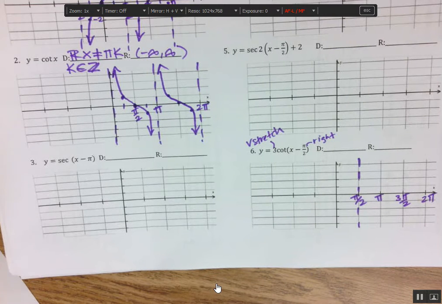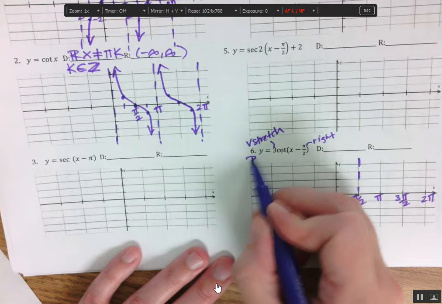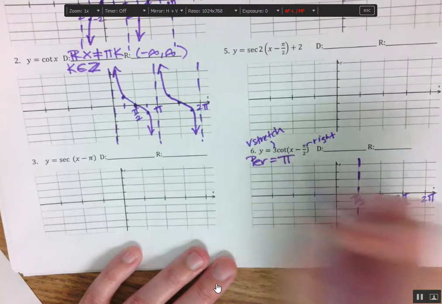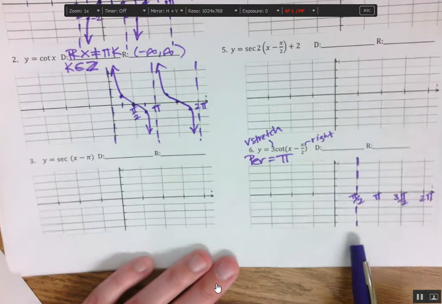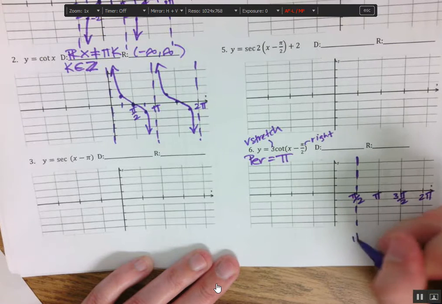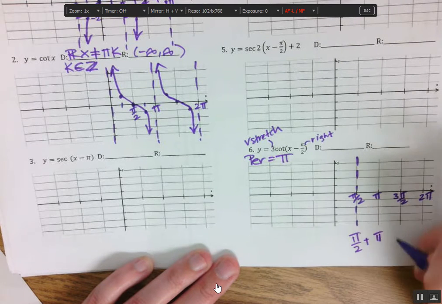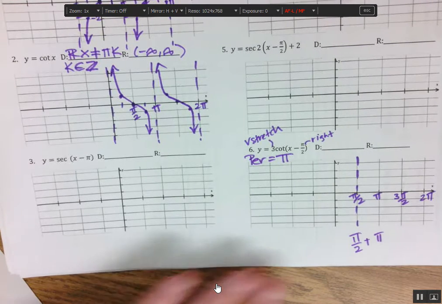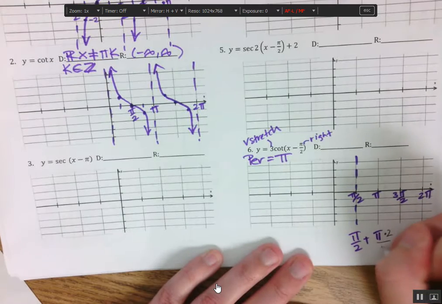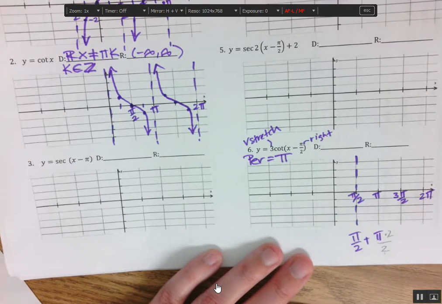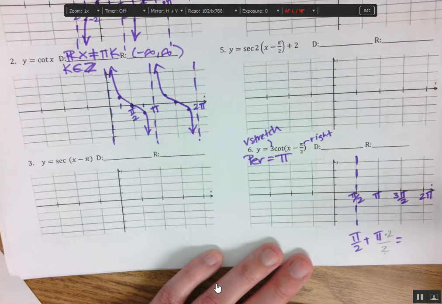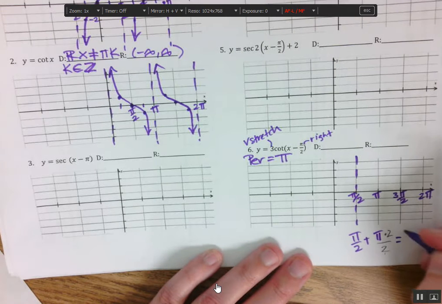And we didn't change our period, so how much is our period? Pi, good. So if we start at pi over 2, to find the next one, we do pi over 2 plus pi. And you need a common denominator. So pi over 2 plus 2 pi over 2 puts our next asymptote where? 3 pi over 2.